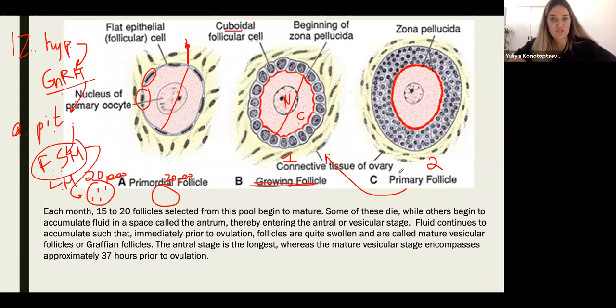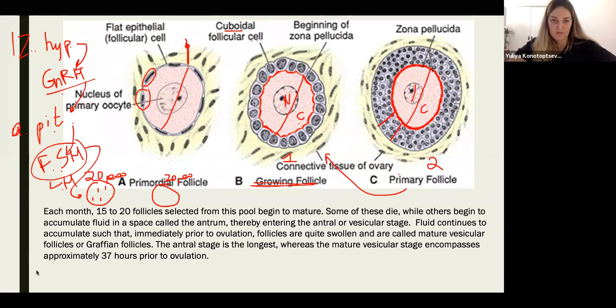In the later stages, what happens to the follicular cells? They aren't simple cuboidal, they start to proliferate and they become stratified cuboidal follicular cells. What is inside? Still primary oocyte. So this is the nucleus, this is the cytoplasm of the primary oocyte.